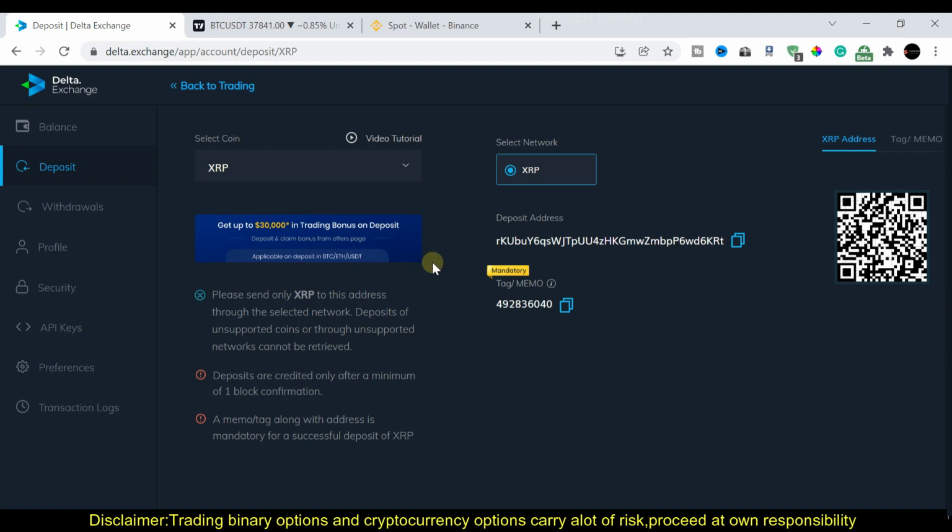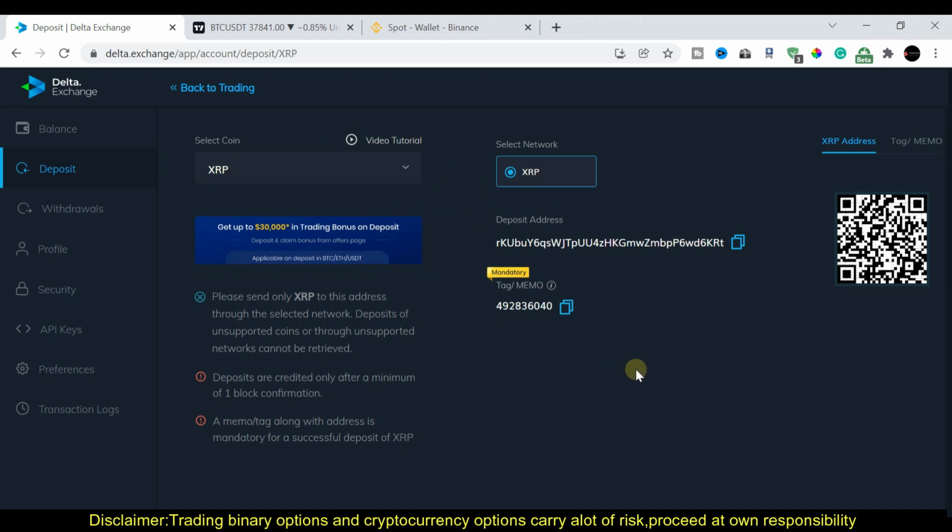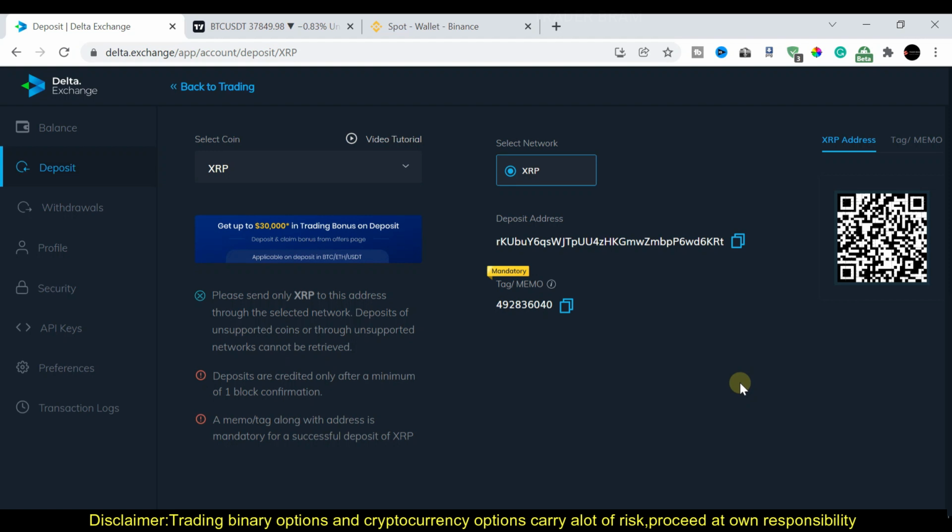So I'll demonstrate on this. And in this case, if you have little investment or less investment, I'll advise you to use the XRP depositing method because the XRP coin is quite cheap when you are transacting between these two exchanges. Just remember to tag the memo.